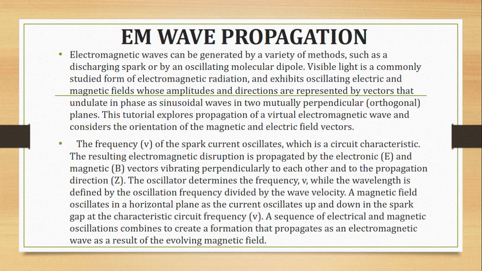EM wave propagation. Electromagnetic waves can be generated by a variety of methods such as discharging a spark or by an oscillating molecular dipole. Visible light is a commonly studied form of electromagnetic radiation and exhibits oscillating electric and magnetic fields whose amplitudes and directions are represented by vectors that undulate in phase as sinusoidal waves in mutually perpendicular planes.